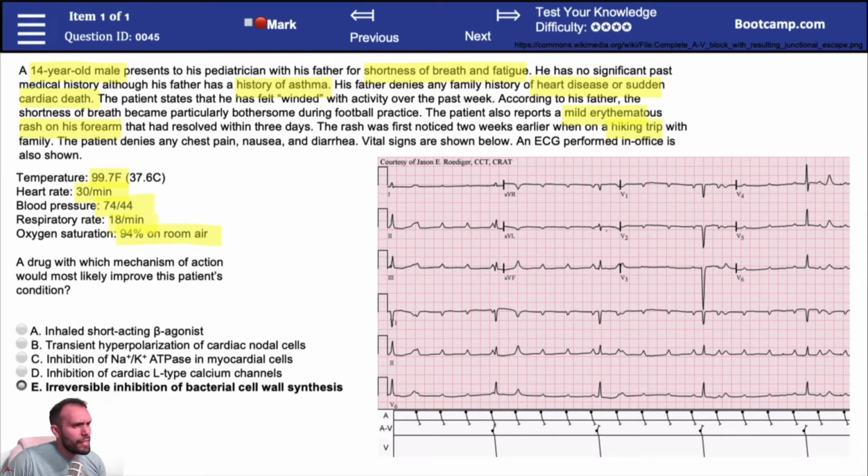Let's take a look at this EKG. So this is pretty interesting. Heart rate is 30. That's very, very low, very abnormal, right? So you can see between this R wave and this R wave, there's about, let's see, 1, 2, 3, 4, 5, 6, 7, 8, 9, 10. Yeah, there's like 10 to 11 boxes between these R waves, but the actual R intervals are pretty regular.